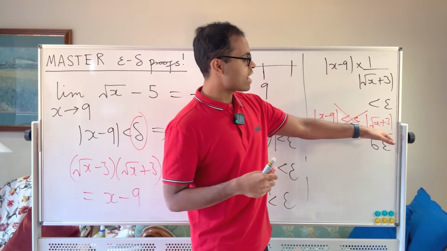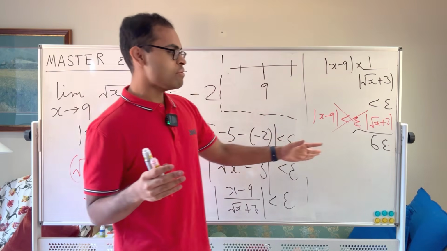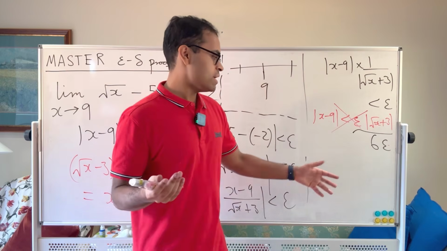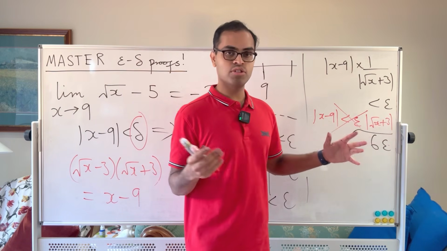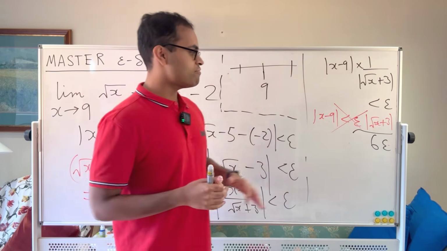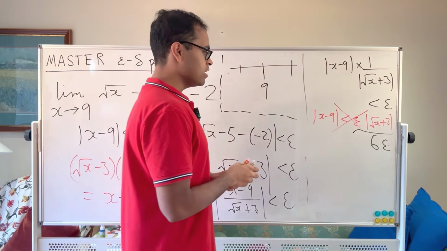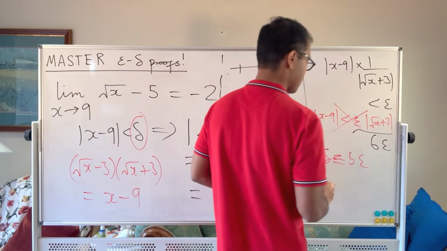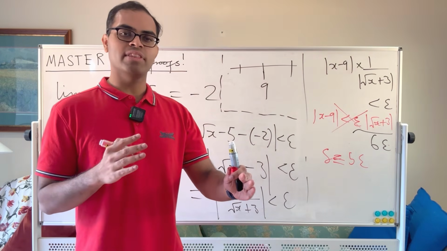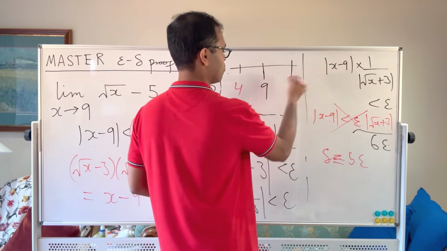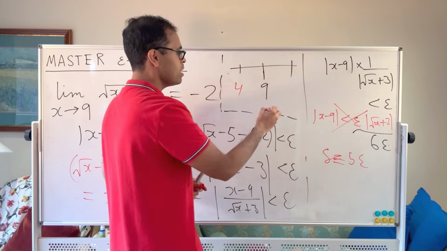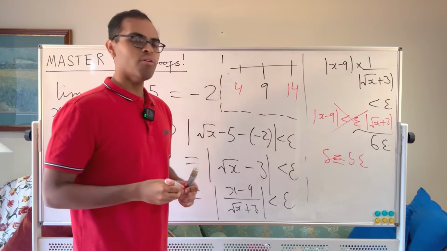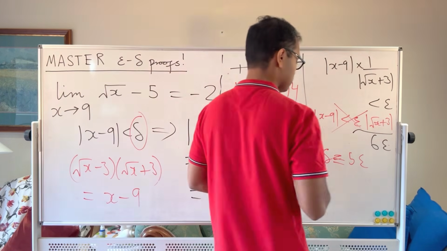We're just going to observe that for root x plus 3, the worst case is say when x is 4, that's the closest perfect square to 9. When x is 4, we get root 4 plus 3, which is 2 plus 3, which is 5. So then we're going to get 5 epsilon. So let's take our delta to be less than or equal to 5 epsilon, and we also want it to be small enough that it's within the range of 4 to whatever. It doesn't matter what we go to the right, but we want our interval to be symmetric, so 4 to 14 or whatever.